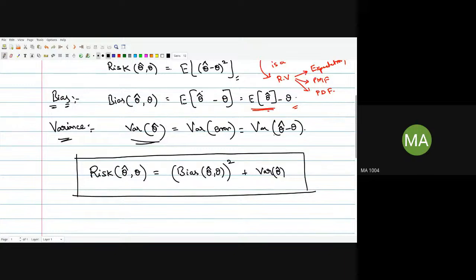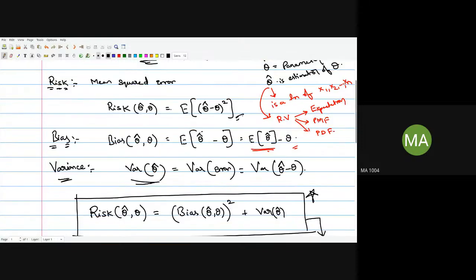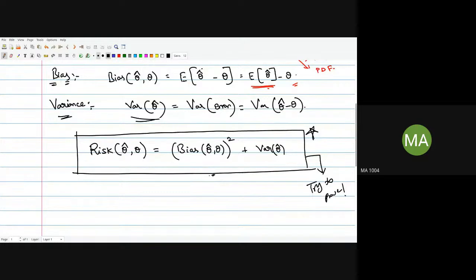So has anyone tried this out? Preparing for quiz 2, right? Try to prove it. It's easy. Just expand this square and separate the terms. You will get this. So this is also a good exercise to try out.